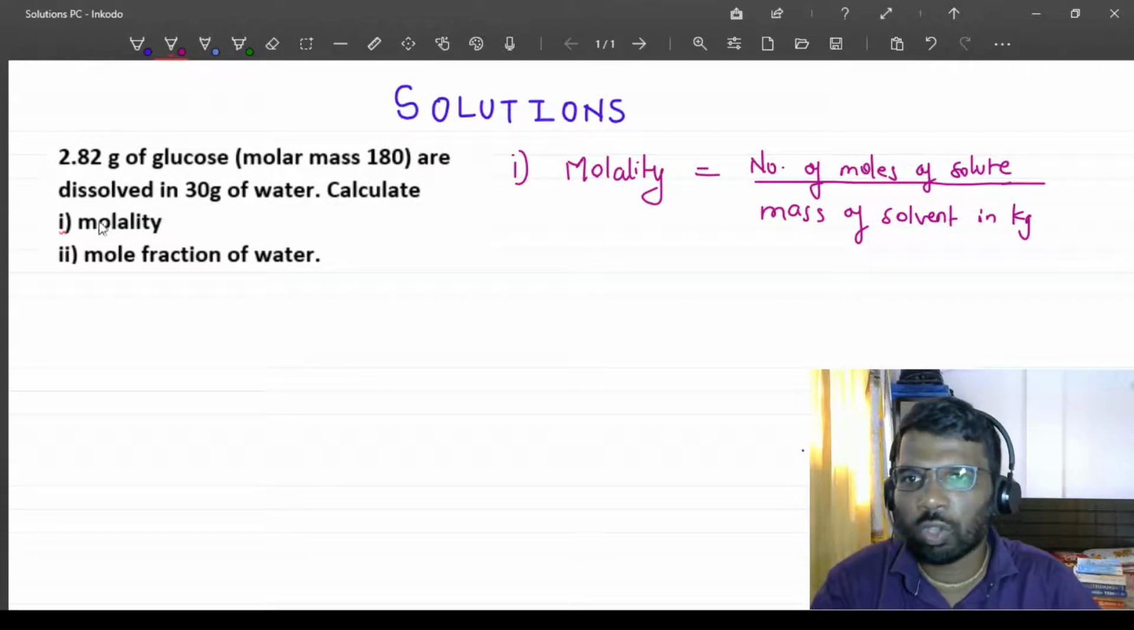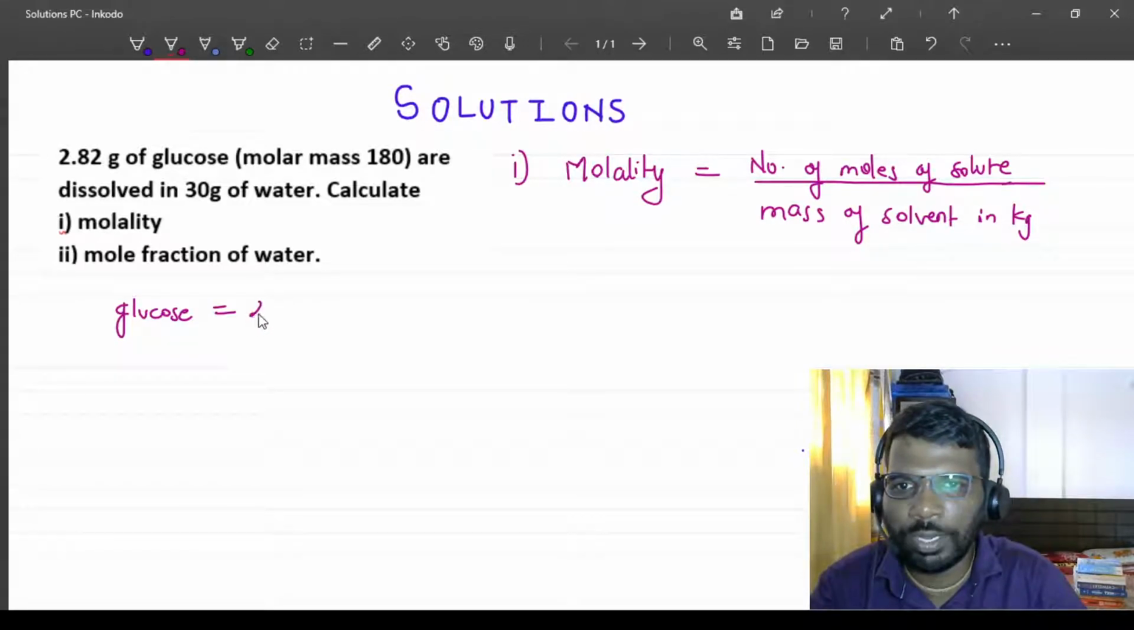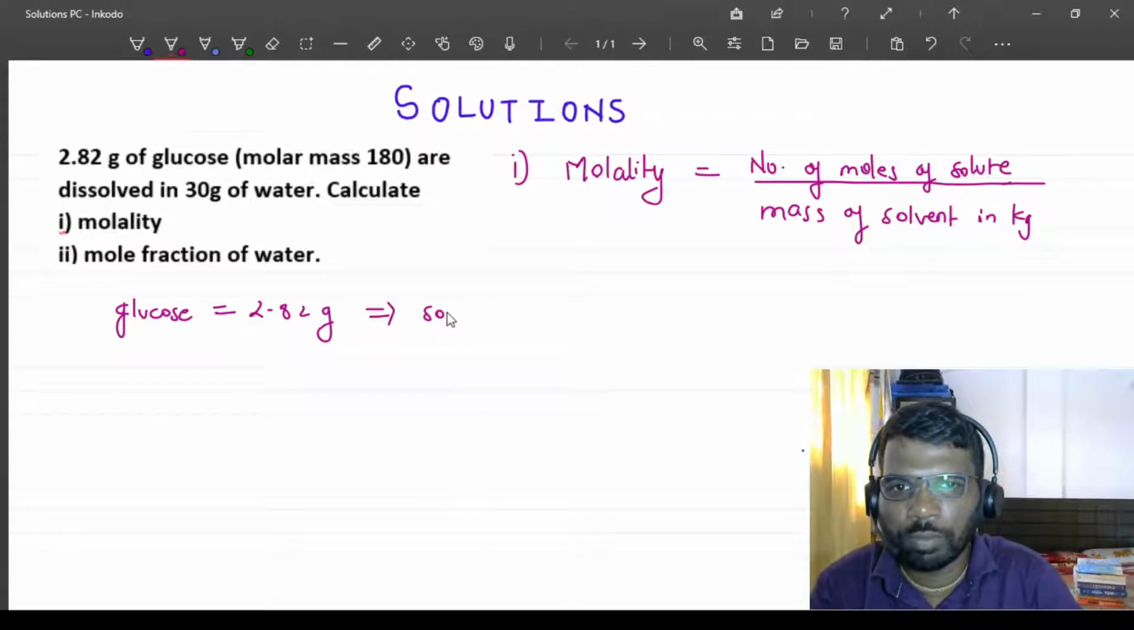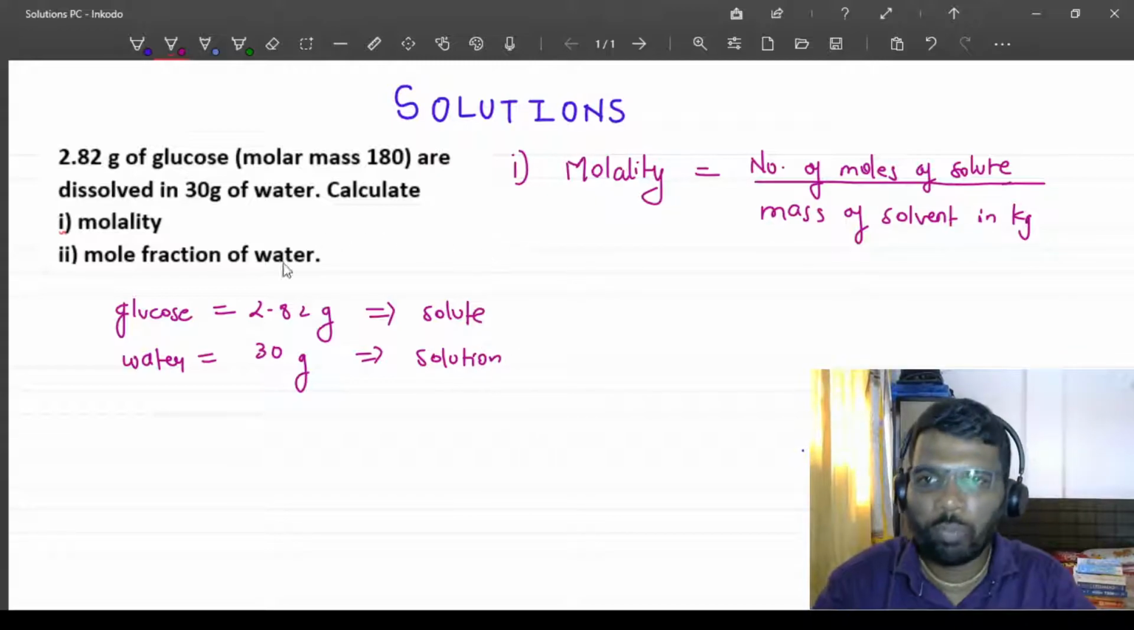Now, which is the solvent over here? Glucose, which is mentioned to be 2.82 gram, is the solute, and the solvent, which is given, is water, which is taken to be 30 gram, right? This is the solvent. Together, it makes a solution. Now the first question is the calculation of the molality.